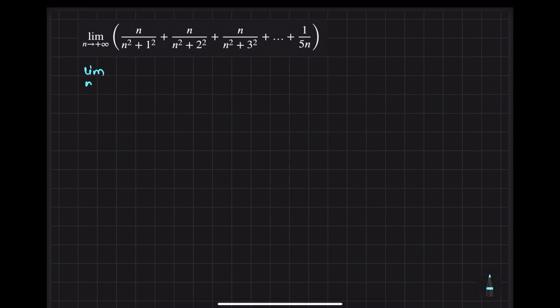Limit n tends to infinity, n by n square plus 1 square, plus n by n square plus 2 square, plus n by n square plus 3 square, and then dot dot dot. The last term will also have n on the numerator. So what I will do, I'll multiply and divide by n square. On the numerator, I'll multiply and divide by n. So the denominator will become 5n square.